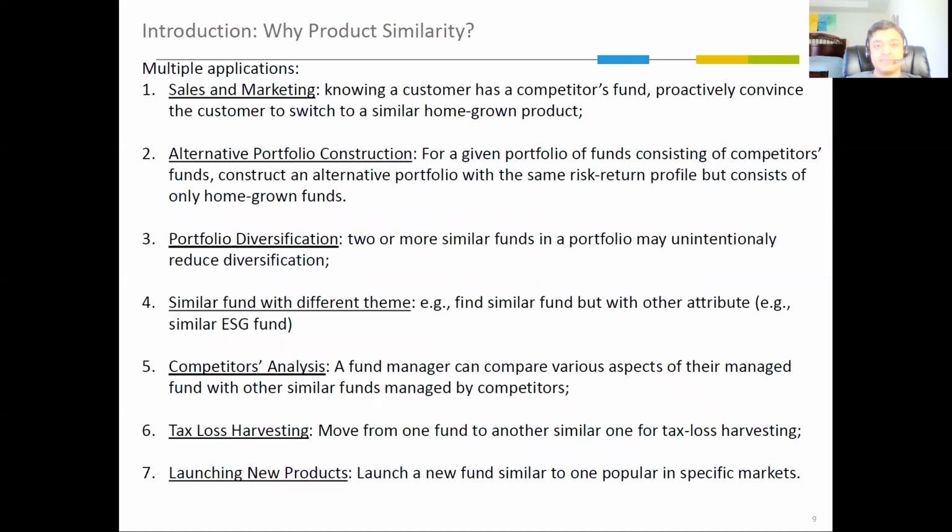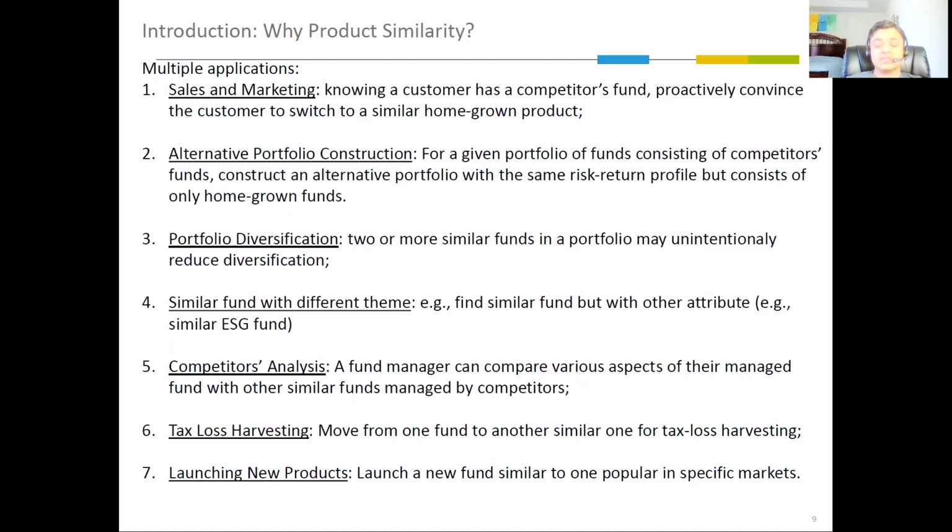So what are the applications of this kind of similarity tool? Let's say you have some hypothetical tool which gives you product similarity for mutual funds and ETFs. What can you do with this? There are multiple applications. One, sales and marketing.